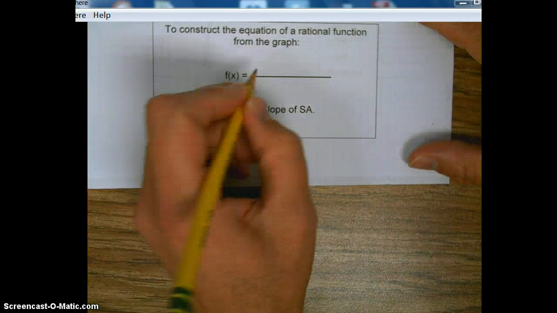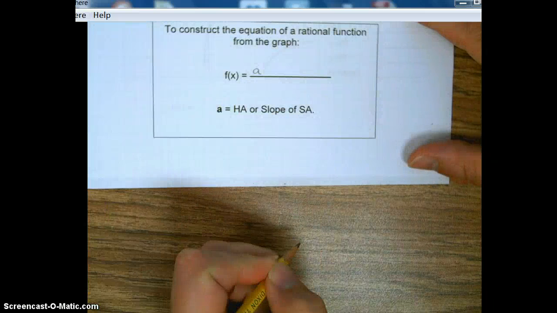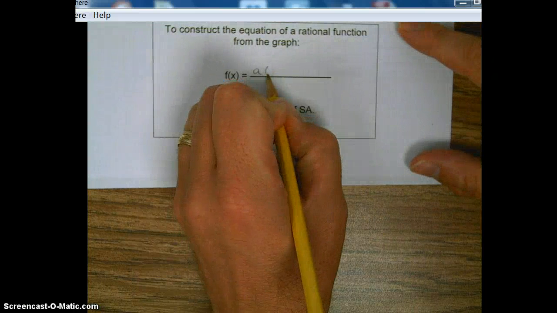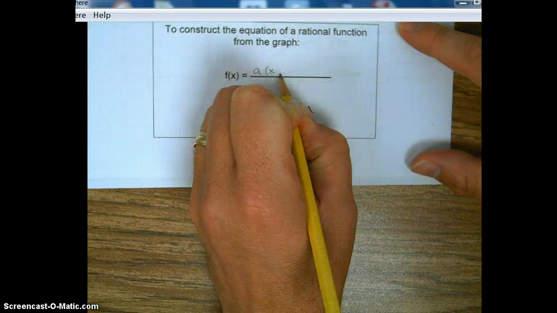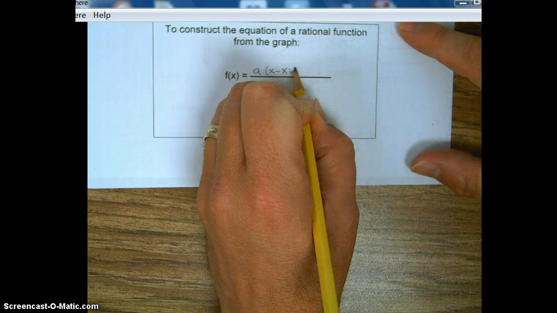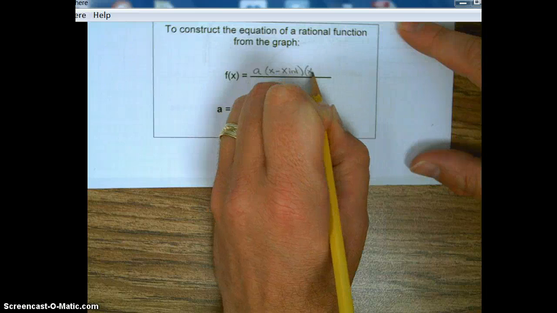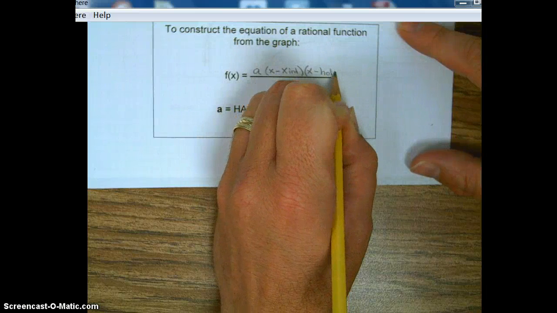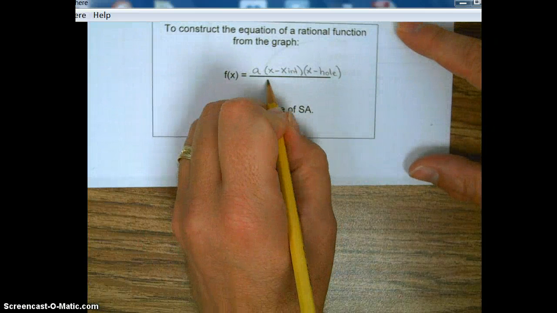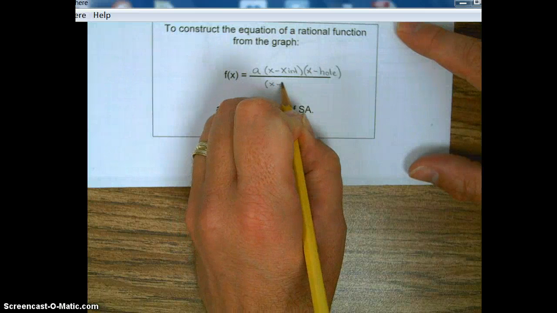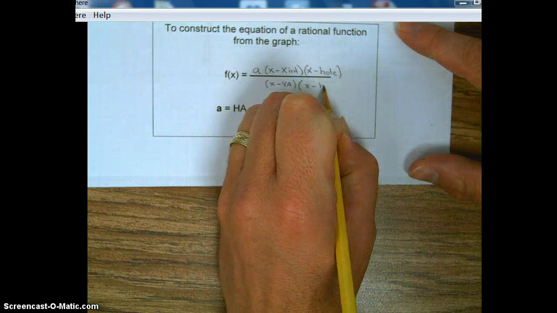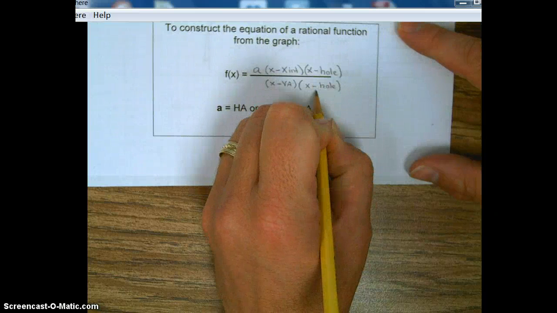You're going to have A, which is going to be your horizontal asymptote, times (x minus your x-intercept) times (x minus the hole). We'll talk about what that looks like in just a moment. Over (x minus vertical asymptote) times (x minus the hole). Now notice these two factors are the same.